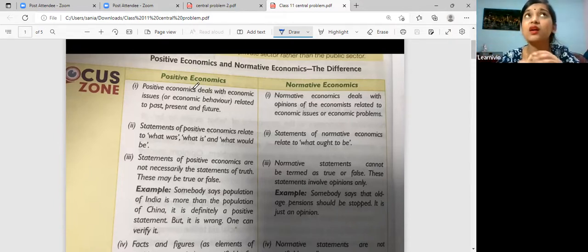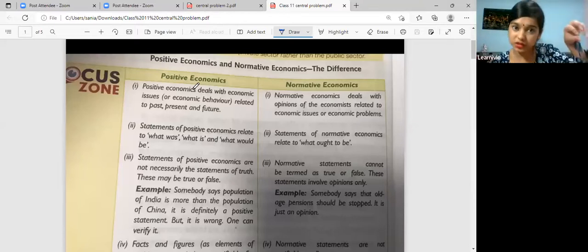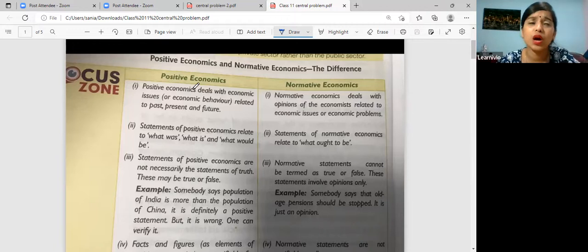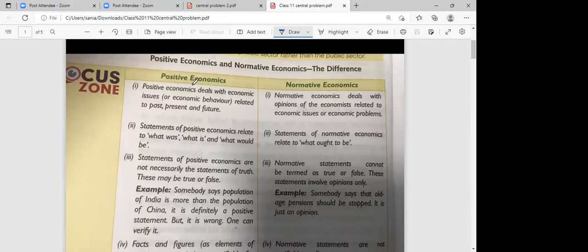But when I say yesterday I went to market and I was so confused whether to purchase a black kurti or a white kurti, right? So this is the problem I'm telling you related to my past because yesterday I went there. So that will be positive economics. But in case it's just an opinion of what I should do, I'm just facing an issue like this. So it is basically the general one. Clear? Yes, ma'am.